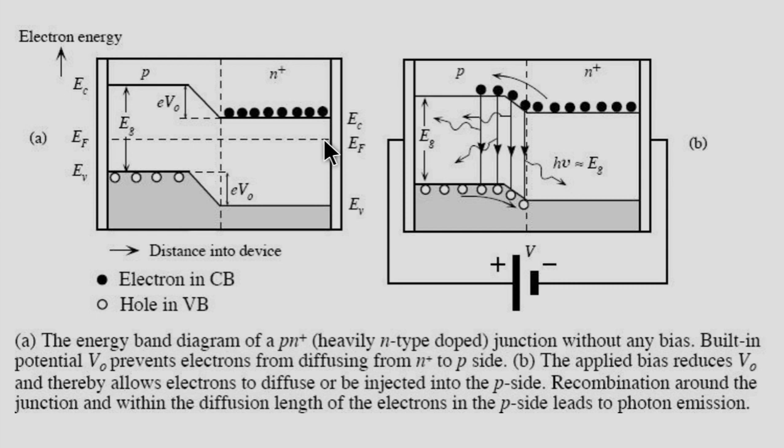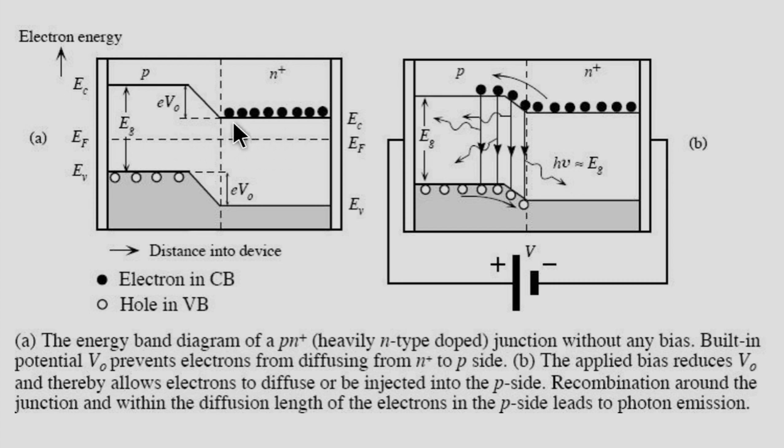Now, at equilibrium, when we make a junction, the Fermi levels line up. If you consider separate P type and N type, in P type the Fermi level is just above the valence band, and in N type the Fermi level comes just below the conduction band. If you make a junction, then at equilibrium the Fermi levels line up.